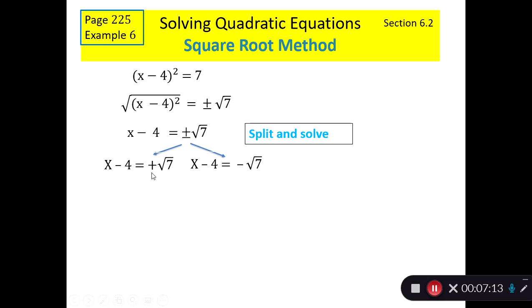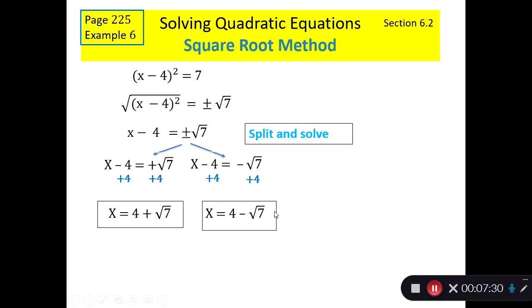Let's do this one first. Add 4 to both sides. X equals 4 plus the square root of 7. And x here, we're going to add the 4. X is 4 minus the square root of 7. Now notice we always put the radical symbol at the back end. We could have written this as the square root of 7 plus 4, but that's not the norm that we use. We use here always that the square root is at the back end.